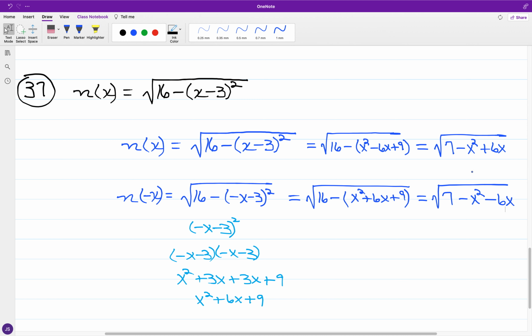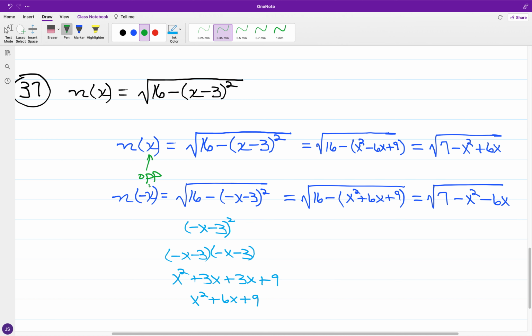Okay, so in terms of how the outputs are going to relate, we have x and negative x. Those are going to be opposite each other. And for the radical terms, now you got positive radical terms, so that particular part is going to be the same. And inside the radicals, we got 7 and 7, negative x squared and negative x squared. However, we have 6x inside n of x and negative 6x inside n of negative x. Those turn out to be opposite.